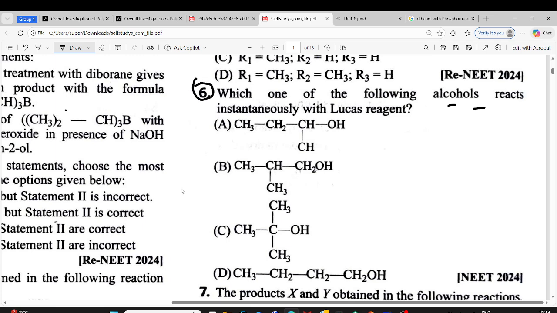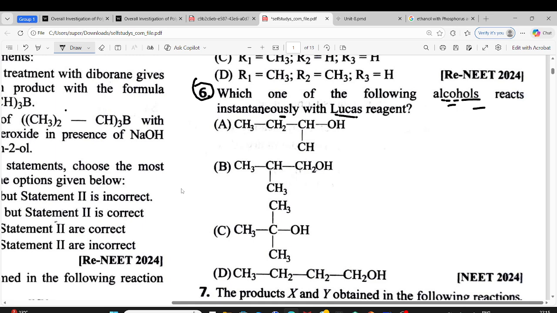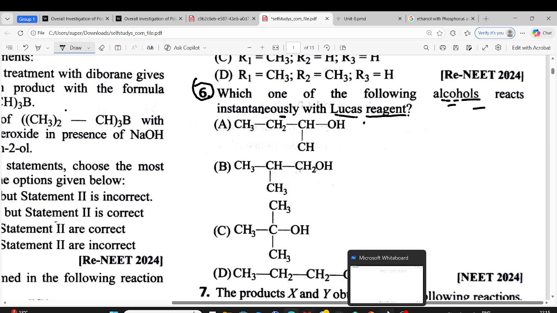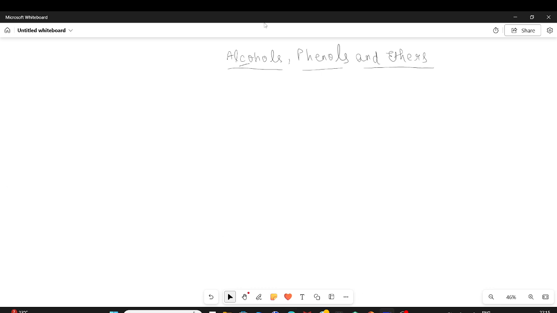So it says: which one of the following alcohols reacts instantaneously with the Lucas reagent. So Lucas reagent is what has been asked here. Okay, so let's start. What is Lucas reagent? I'll give a brief idea of it.